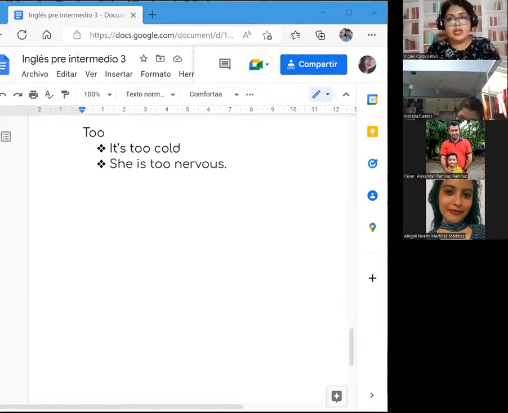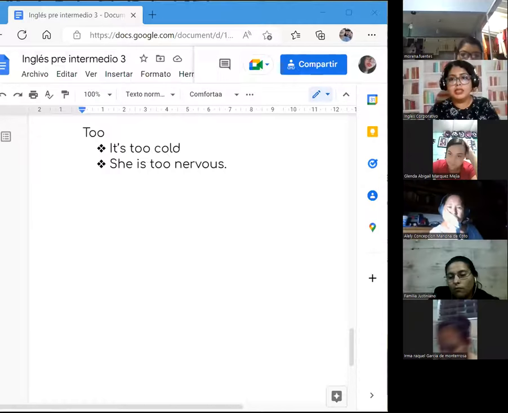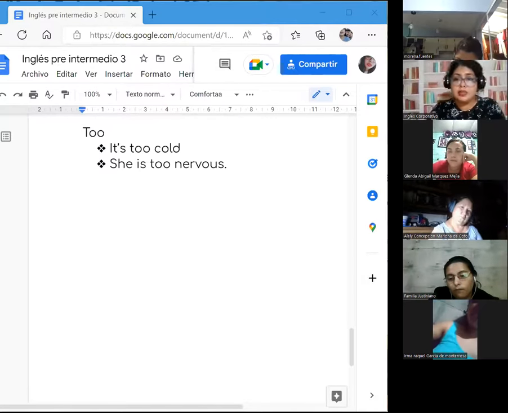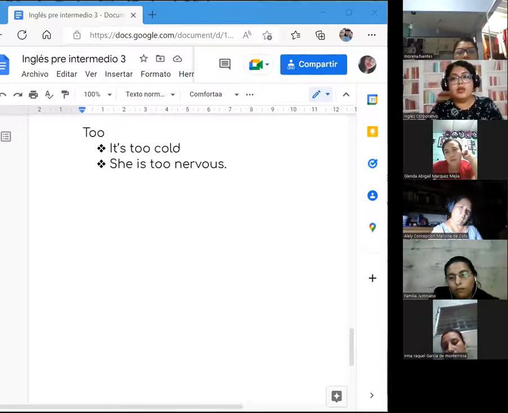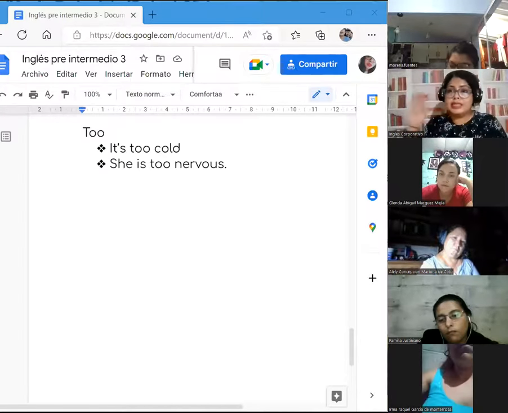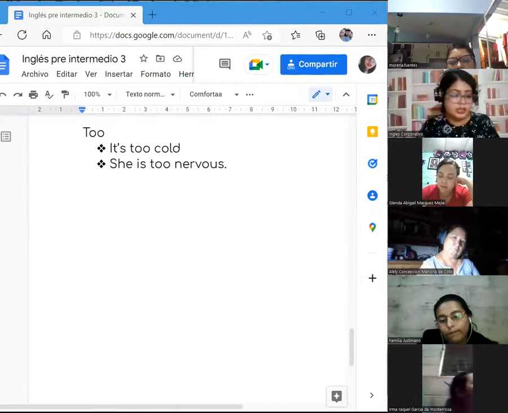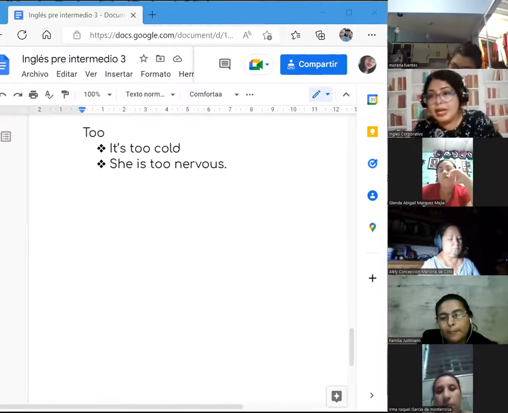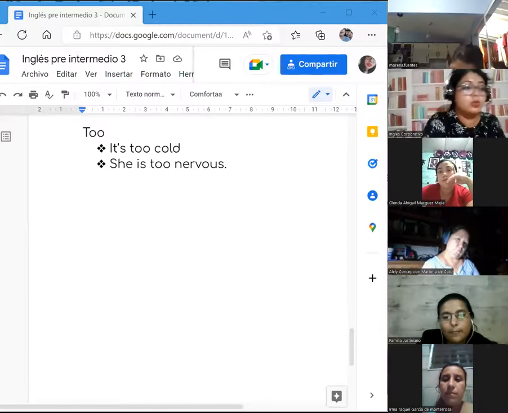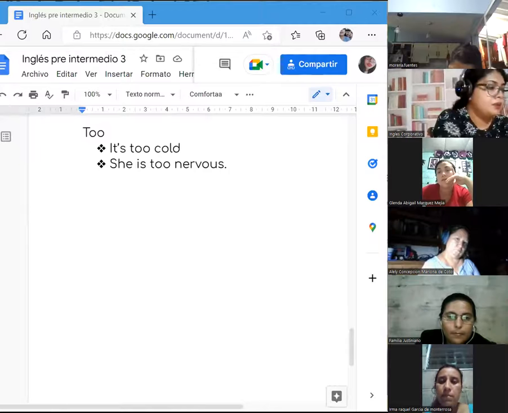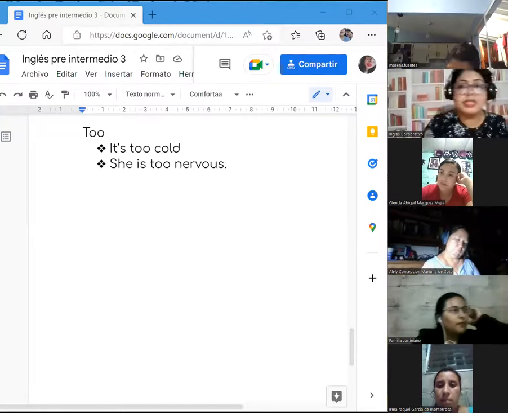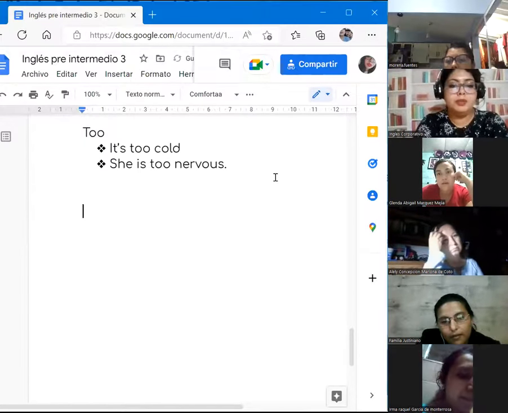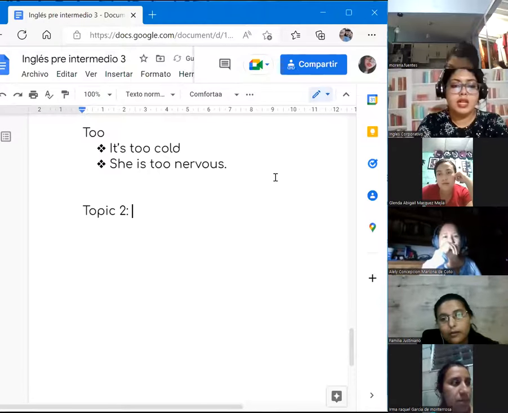Okay, we were talking about yesterday about the topic, adverbs before adjectives. We were talking about what an adjective is, what is an adverb, and all of that things. But now we are going to change that topic, and we are going to talk about conjunctions. Ahora vamos a hablar de las conjunciones. ¿Qué son las conjunciones? ¿Para qué nos sirven y cuáles son las conjunciones? So let me get started with the topic. Okay. We are going to develop topic number 2. Conjunctions.